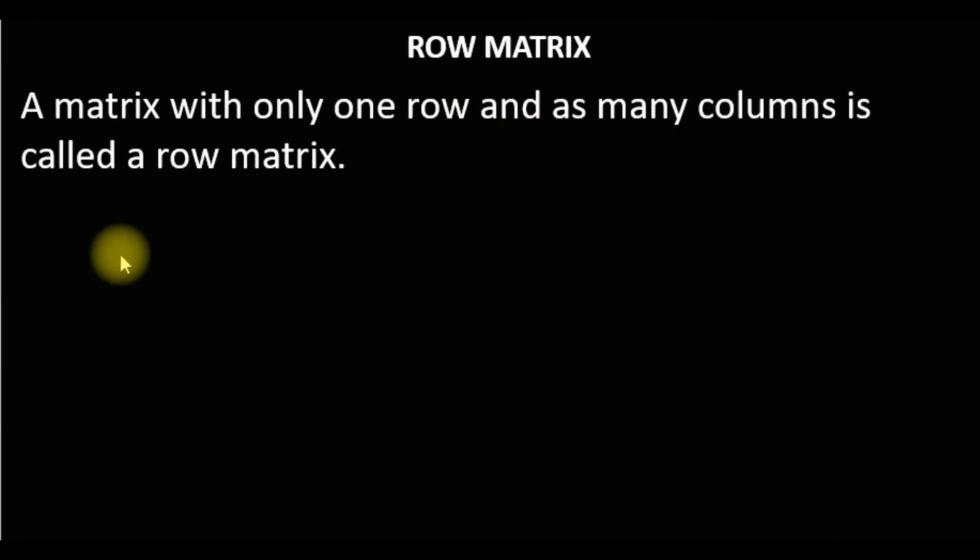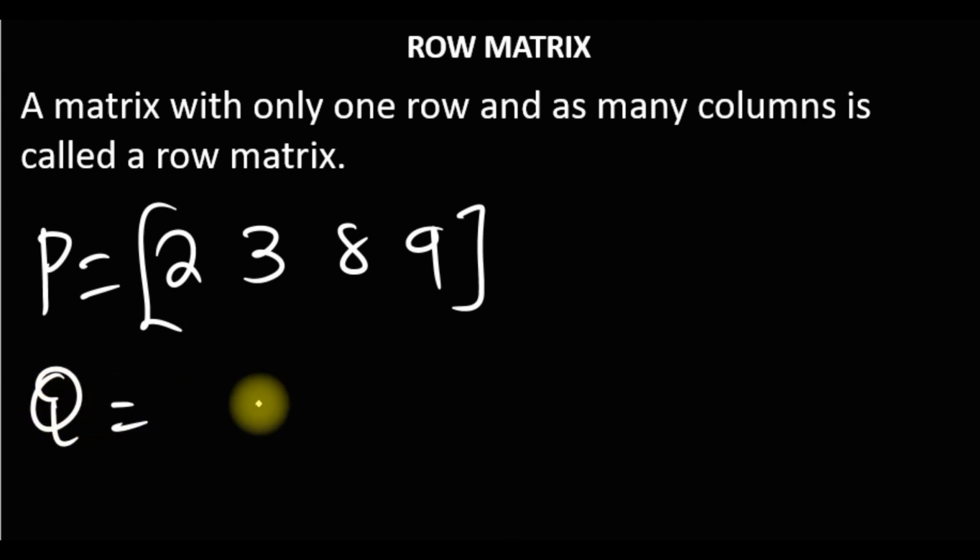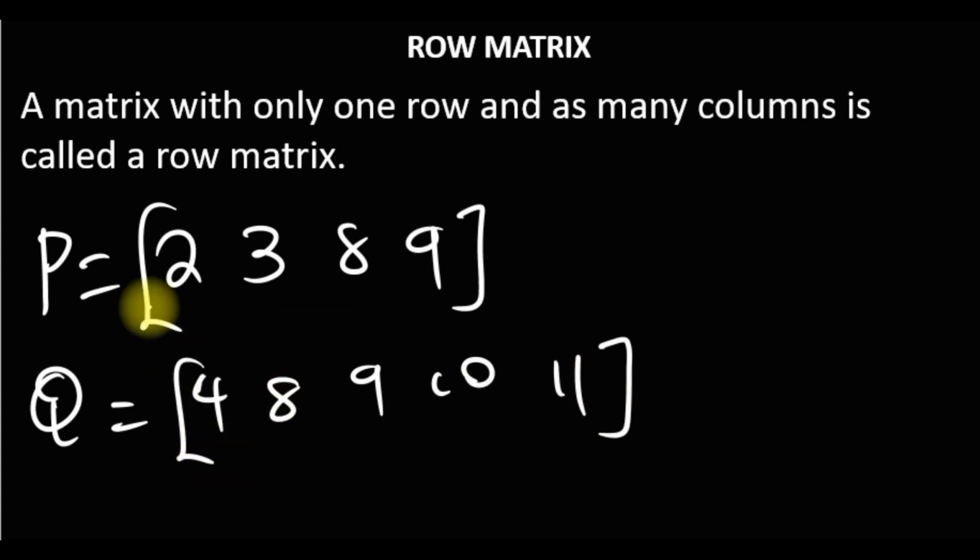The opposite is the row matrix. If a matrix has only one row and as many columns as possible, so if you have P equal to maybe 2, 3, 8, 9, this is a row matrix. Or maybe if you have Q equal to 4, 8, 9, 10, 11. This one has 4 columns, while this one has 5 columns, but only one row. So let's now get to the real thing, addition and subtraction. So that's it.